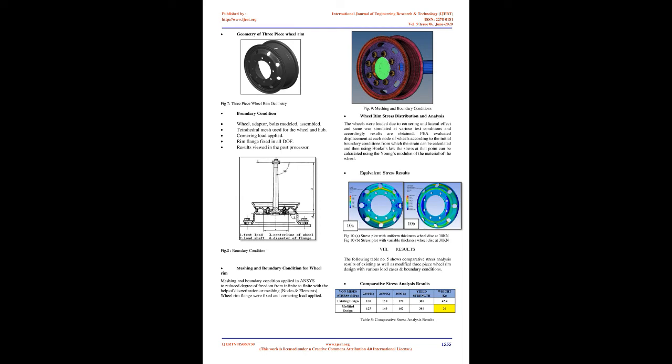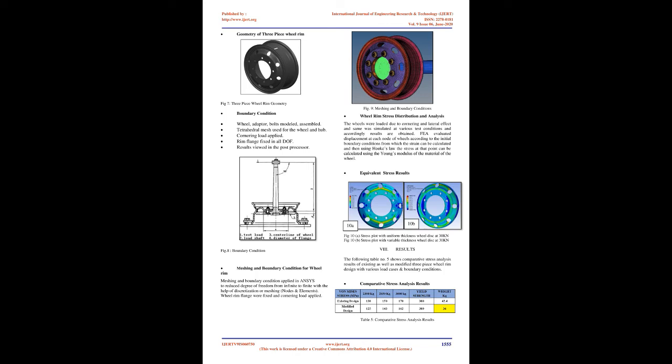Tetrahedral mesh used for the wheel and hub. Cornering load applied. Rim flange fixed in all DOF. Results viewed in the post-processor. Meshing and boundary condition for wheel rim. Meshing and boundary condition applied in ANSYS to reduce degree of freedom from infinite to finite with the help of discretization or meshing, nodes and elements. Wheel rim flange was fixed and cornering load applied.